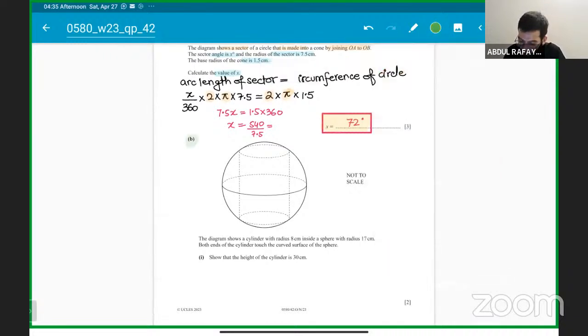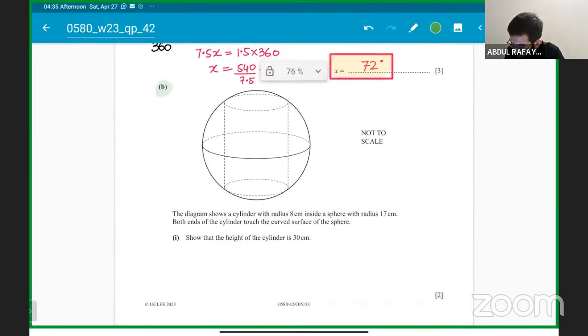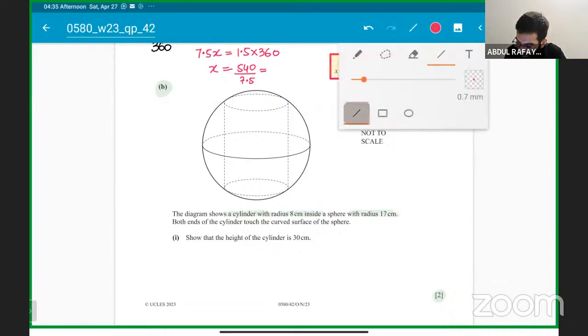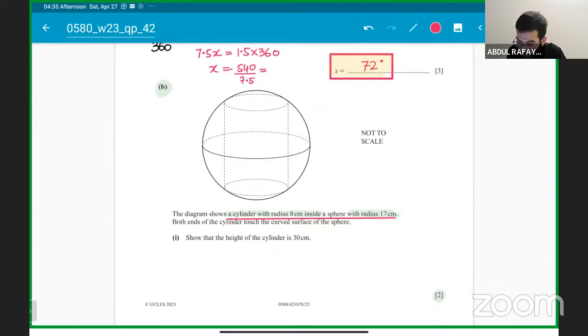Next we have part B, a very important question, easy, 2 marks. The diagram is showing a cylinder with a radius of 8 centimeters inside a sphere of radius 17 centimeters. Both of them are touching each other. What we have to do is show that the height of the cylinder is 30 centimeters.